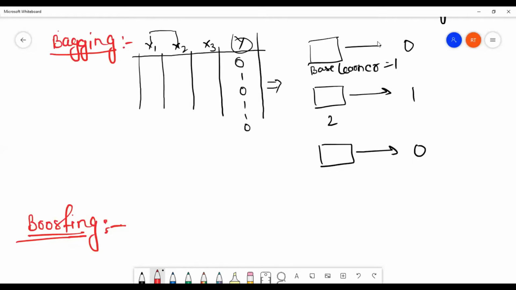So what is bagging? In the case of bagging, I told you bagging is nothing but parallel processing. Why is it known as parallel processing? Just try to understand.